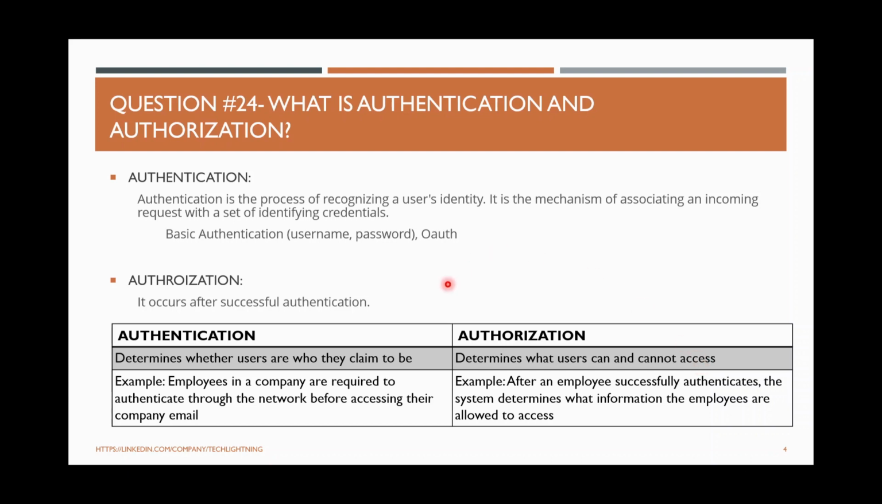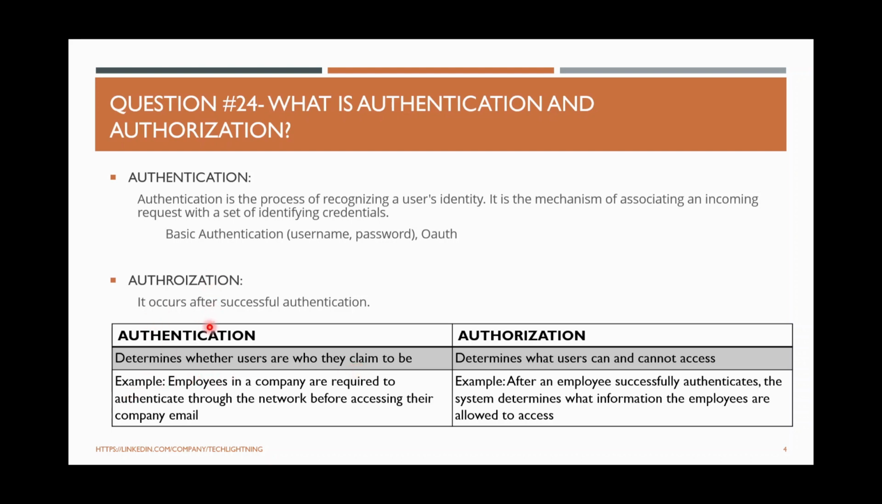So that will come into authorization, and before logging into the platform itself, we need to check whether we are supposed to log into that particular platform or not, right? So that will come into the authentication part. Authentication determines whether the users are who they claim to be. For example, it will try to validate whether the user is a valid user, and if it is a valid user, it will allow us to access that particular platform.